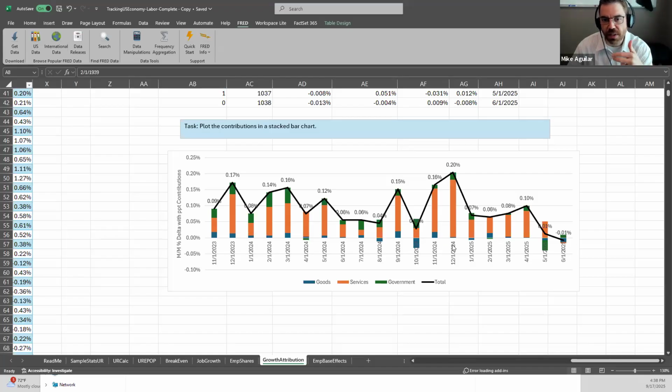It's viewed through time. Take a look at, for example, December 2024. Most of it was from services, a little bit from government, nothing from goods. And then it's evolved through time. And most recently, as of 6/2025, it's down.